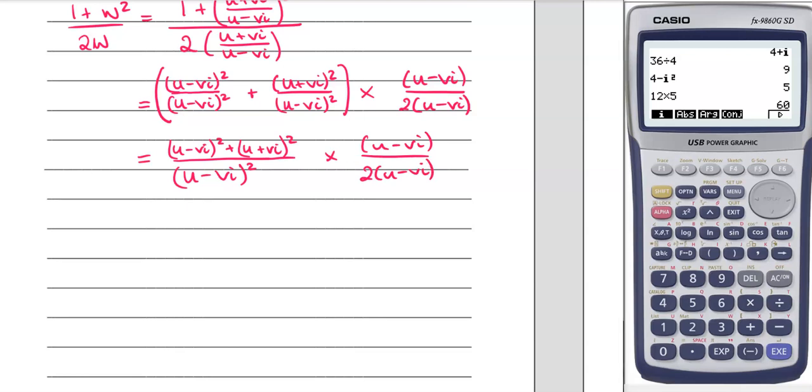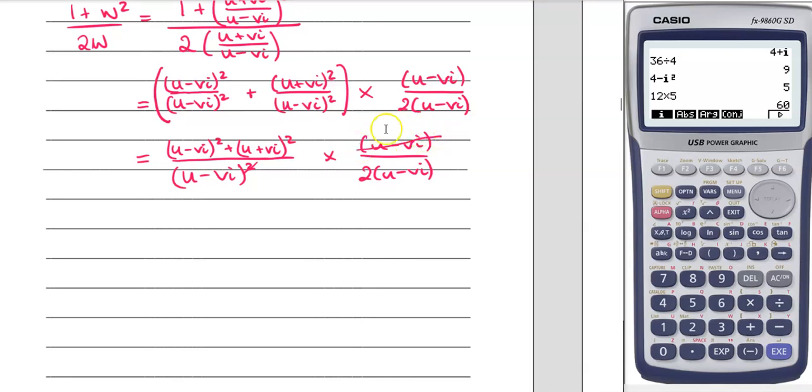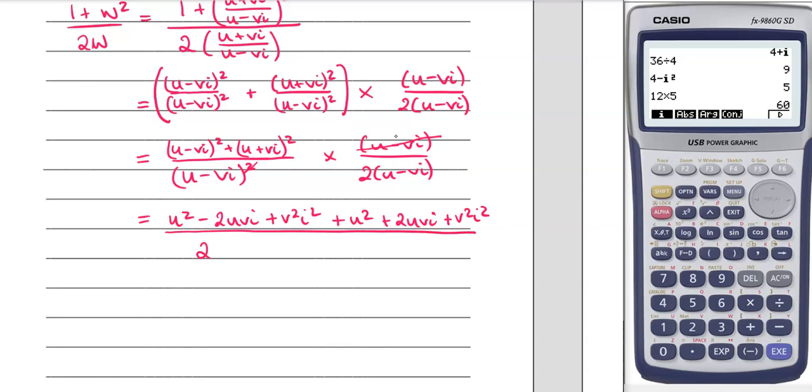So what we can do from here is cancel through u minus vi on the bottom here with u minus vi on the top there, so that we then are just timesing by 1 at the top. Okay, so if we expand at the top, we get u squared minus 2uvi plus v squared i squared plus u squared plus 2uvi plus v squared i squared. Then we'll have 2 times u squared plus v squared i squared.